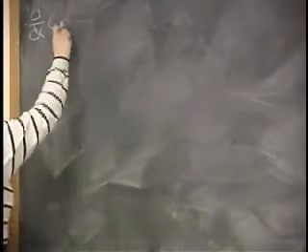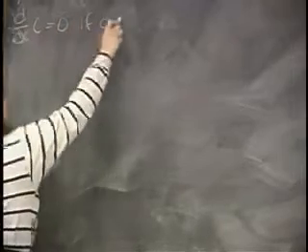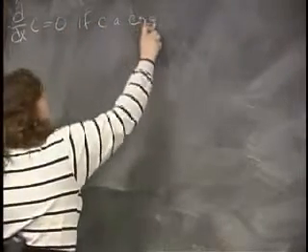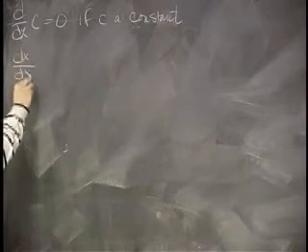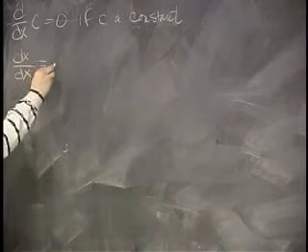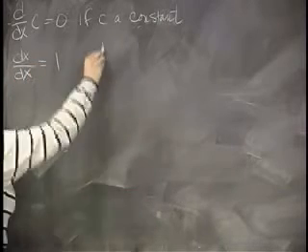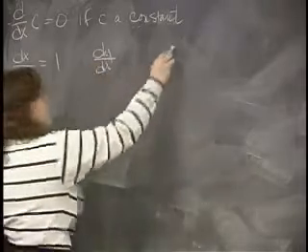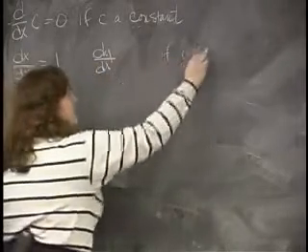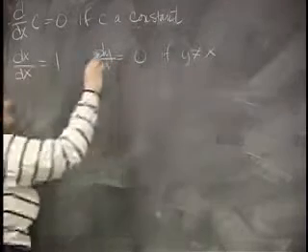d dx of c, if c is a constant. We're not going to be doing much challenging differentiation here. Then we have dx over dx, which is 1, and dy dx, if x is not equal to y, is 0. Looking sort of familiar?